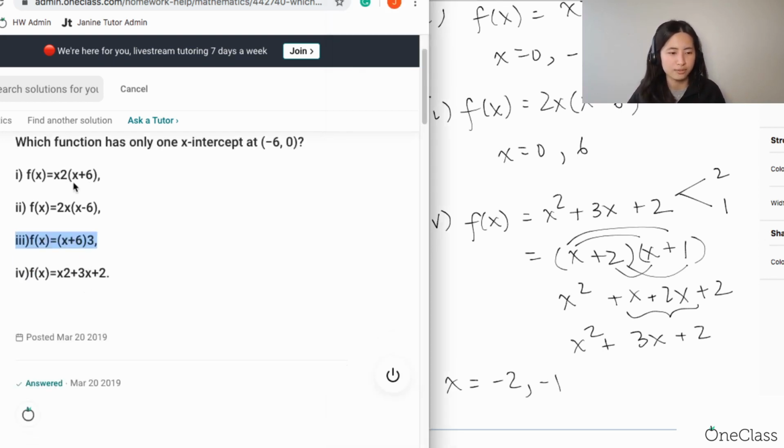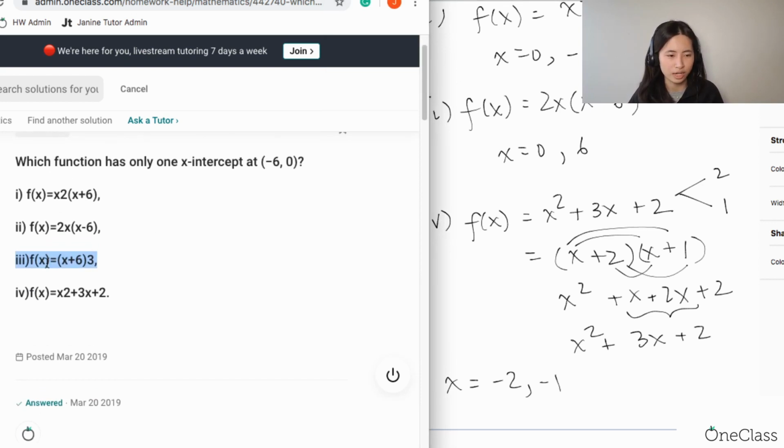So the correct answer is only going to be option 3, because they're looking for one x-intercept at (-6, 0).